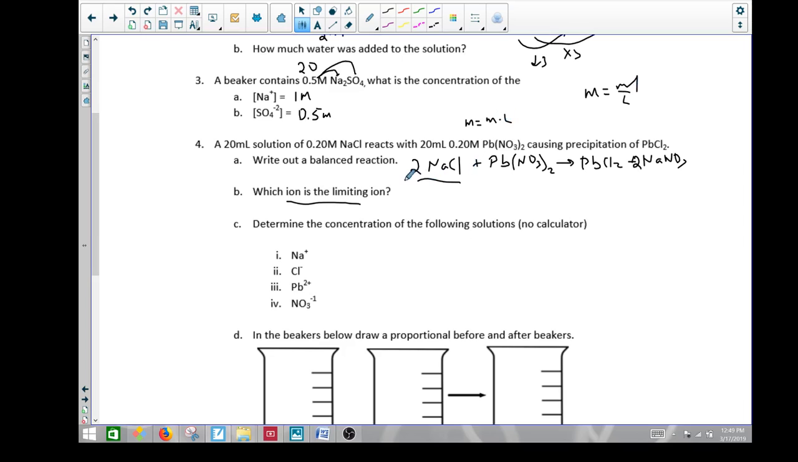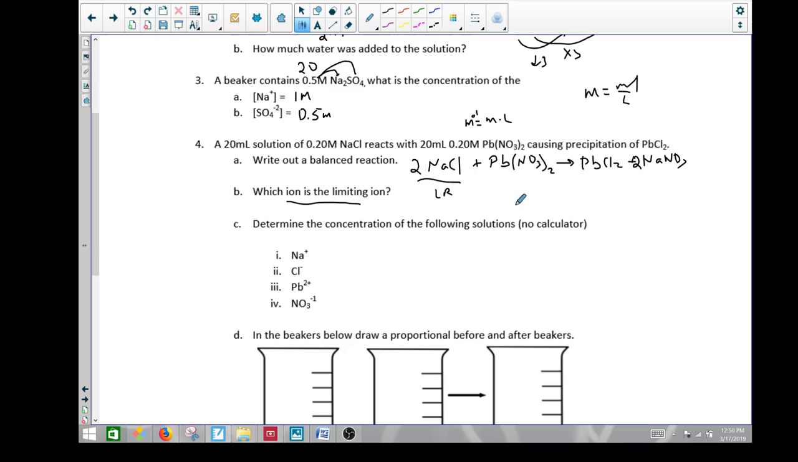Okay, so now let's look at concentration. They're both 0.2 molar, and they're both 20 milliliters. So these guys had the same number of moles. This one's usually twice as fast. Bingo. This is my limiting reactant.